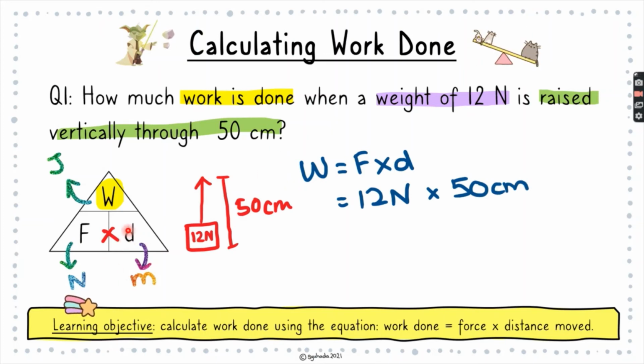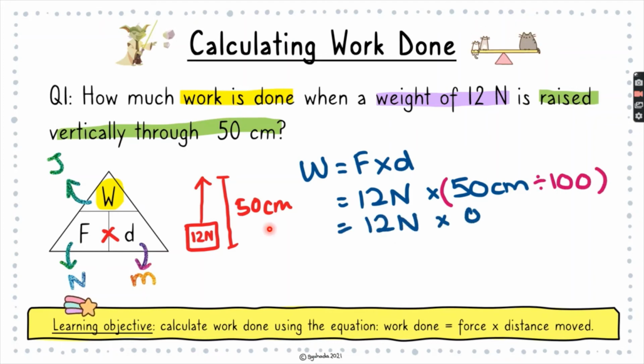However, remember that distance has to be in meter, so we have to convert centimeter into meter. So what we do is that we divide it by 100. So we get 12 Newton times 0.5 meter. Now finally we can multiply them. So the product will be 6 joules.